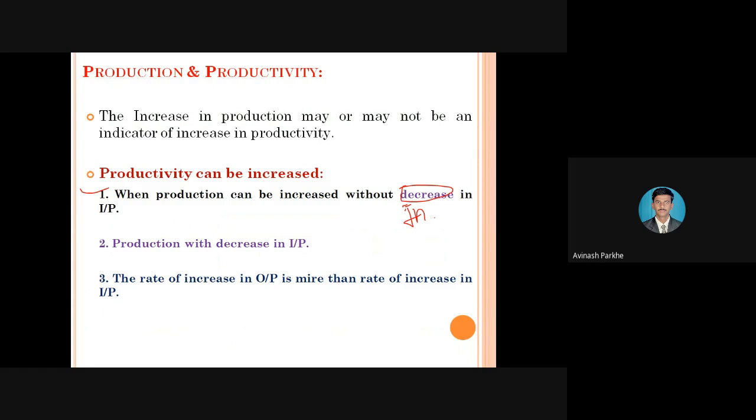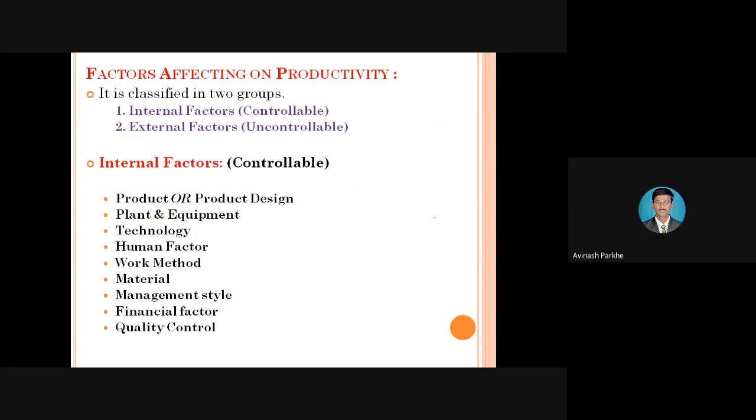Then when the productivity can be increased, that part also we have discussed, and from these three points we can easily say that if your output is maximum with the minimum rate of inputs, then and only then can I say that your productivity can be increased. So this is about the productivity.